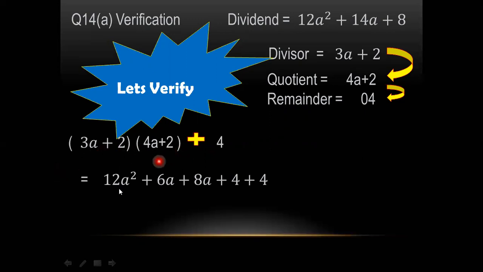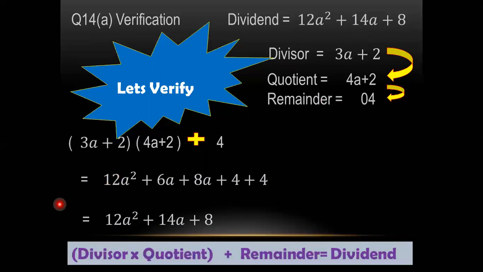The product of these two is 12a square plus 6a plus 8a plus 4, and plus 4 from here, right? You can do this. You have learned it in your previous lecture number 5. Now if we add them, we get 12a square plus 14a plus 8, and you can see that this is the dividend. So this verification is establishing the rule and the formula: the divisor multiplied by quotient plus remainder will be equal to the dividend.